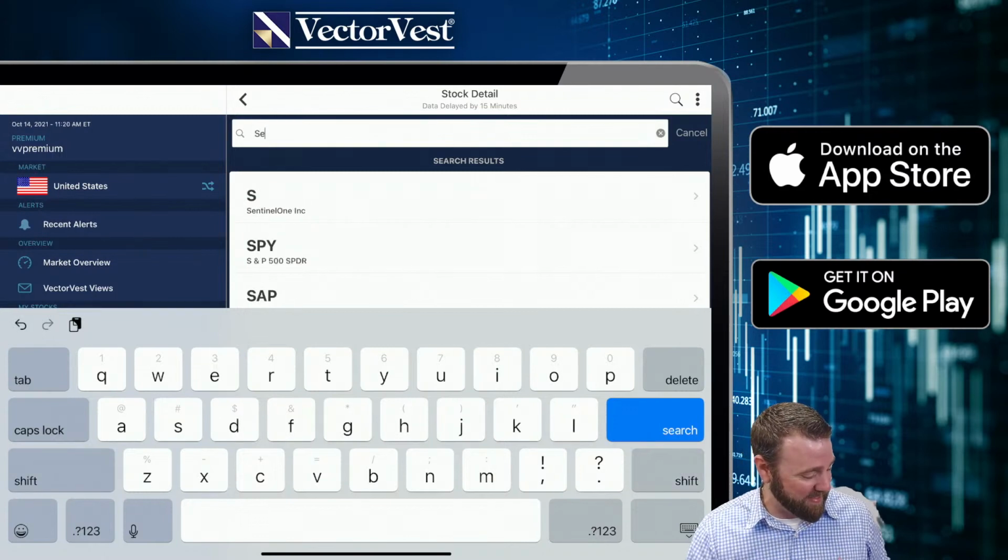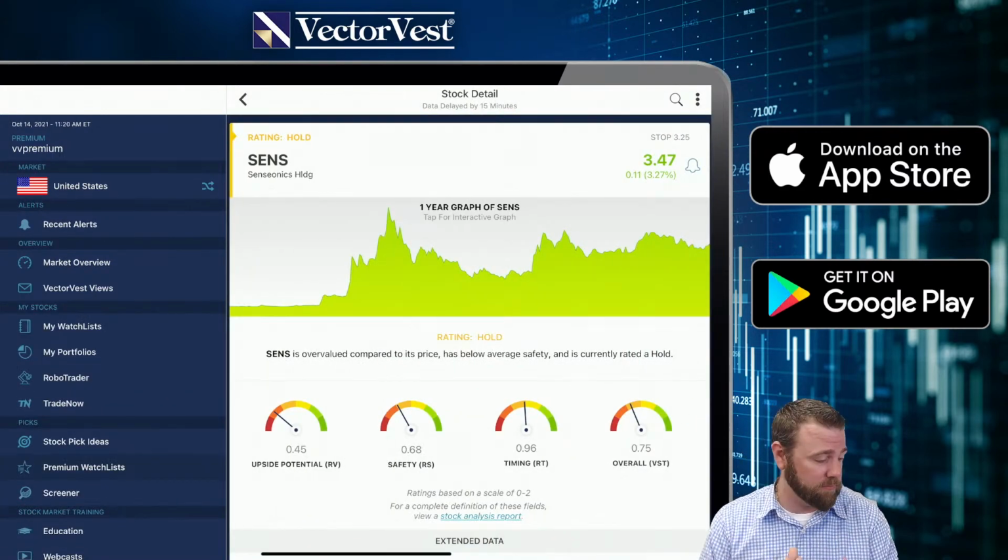SENS, heck yeah, let's do SENS. I like this stock. Personally, I hold it. Been adding more, especially on that last dip. But poor long-term potential, a lot of risk associated with it. It is a speculative play.